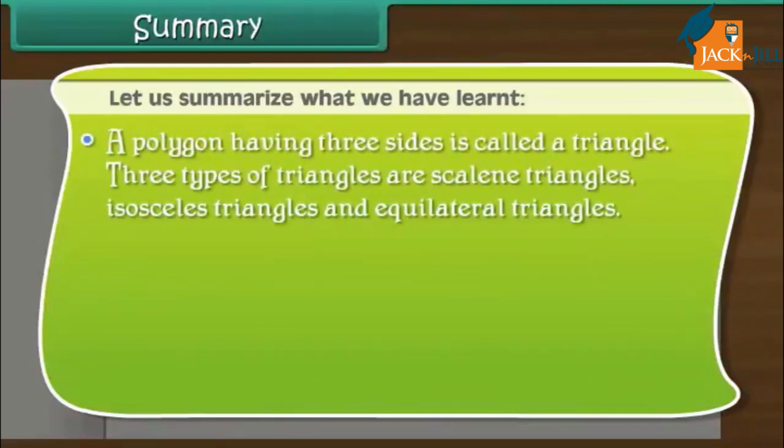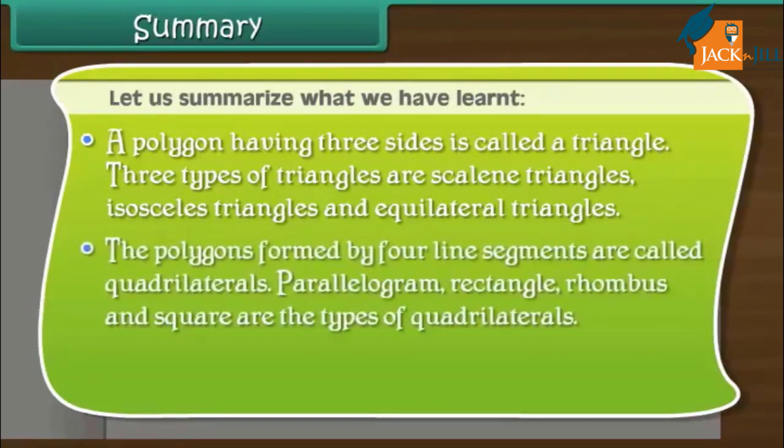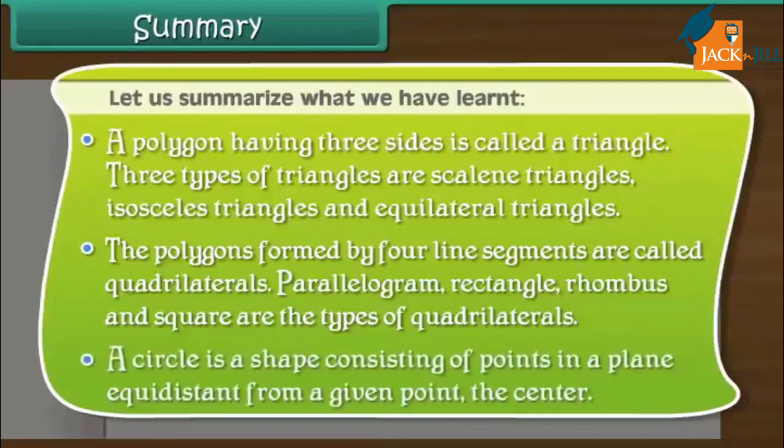A polygon having three sides is called a triangle. Three types of triangles are scalene triangles, isosceles triangles, and equilateral triangles. The polygons formed by 4 line segments are called quadrilaterals. Parallelogram, rectangle, rhombus, and square are the types of quadrilaterals. A circle is a shape consisting of points in a plane equidistant from a given point, the center.